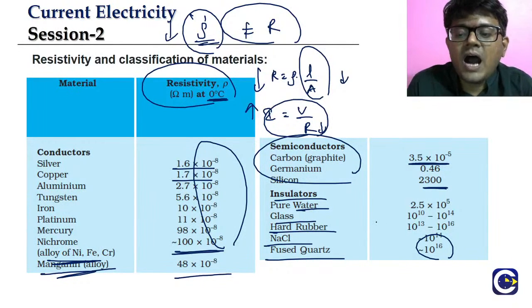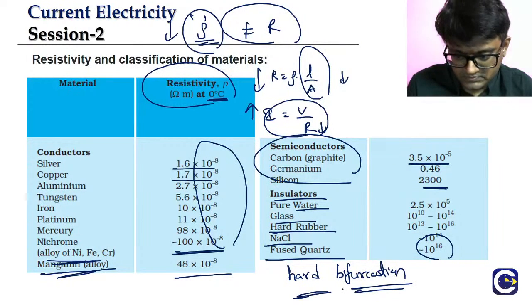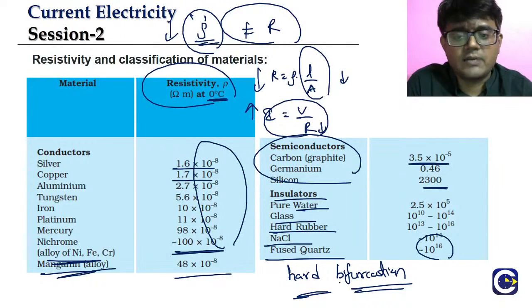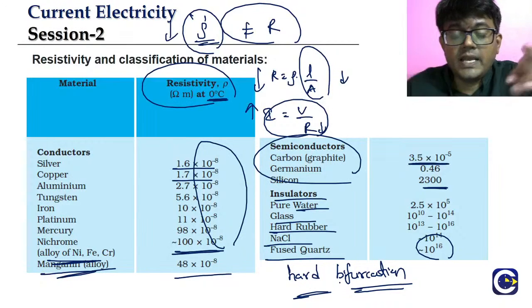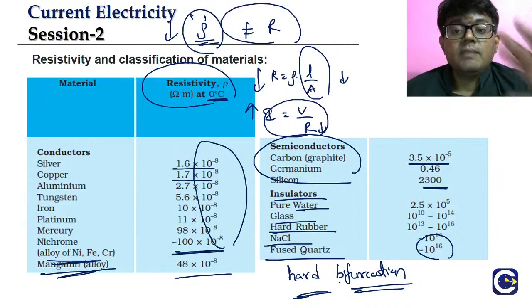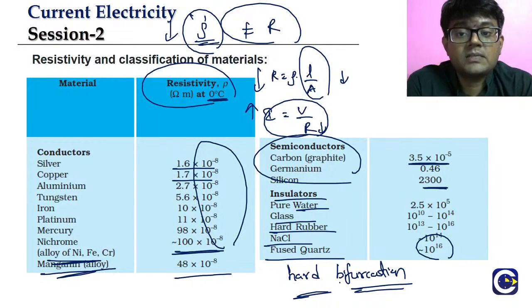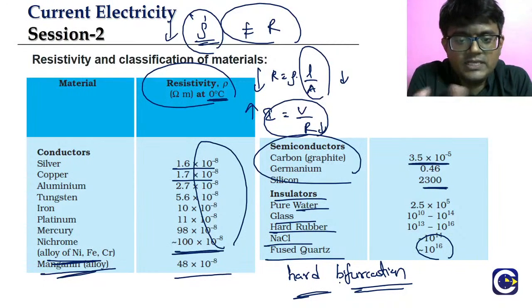There is no hard bifurcation. We should remember that correctly. We don't need to worry about remembering all the values, there is no requirement like that, because there is no hard bifurcation. Let us say there is a clear bifurcation. Then we might expect some questions like, above which resistivity will it behave like a conductor, or they can ask some particular questions. But here we don't have a clear bifurcation. It is a broad range.